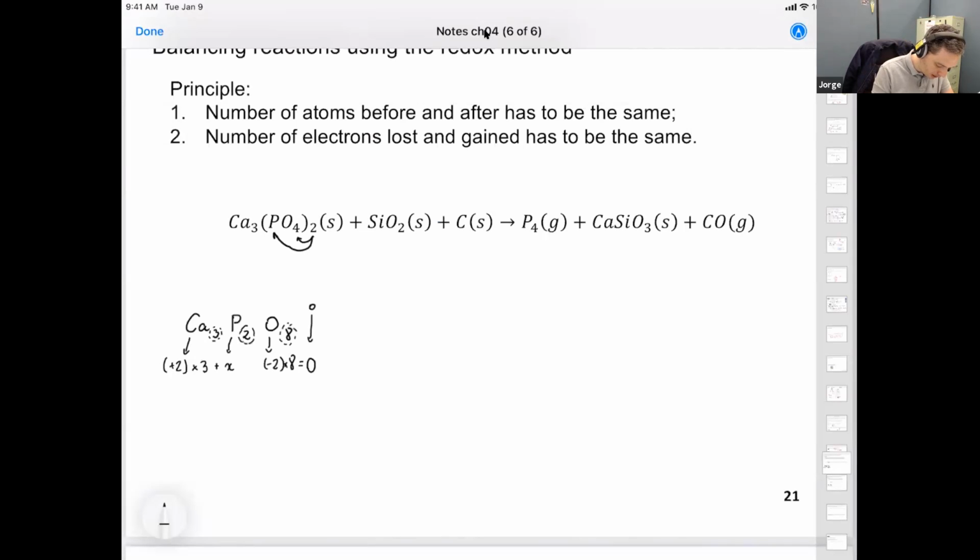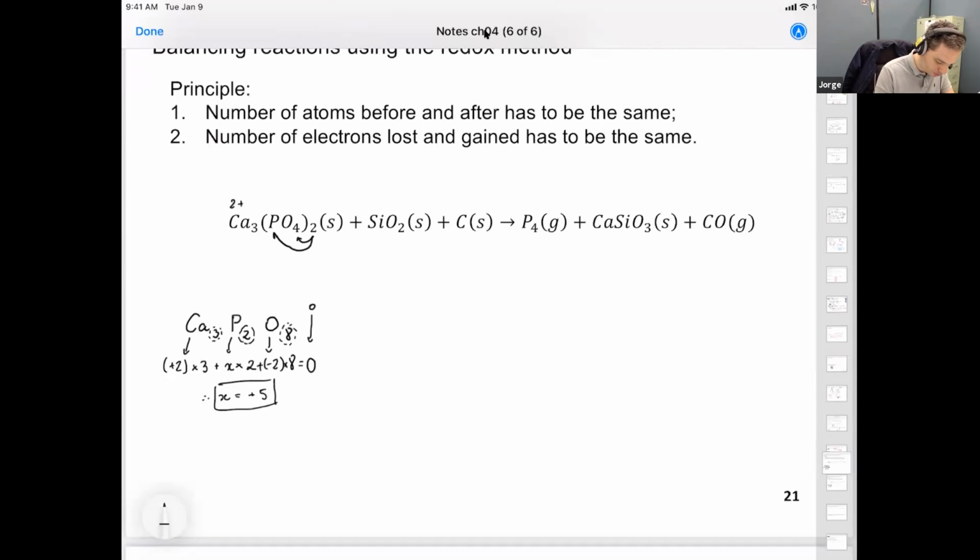Careful here because we have 2 atoms of phosphorus in the structure. Therefore, we must multiply by 2. Okay, and the sum of all the oxidation numbers has to be 0. Therefore, the oxidation number for phosphorus is +5 in this structure. So what I'm going to do here is write the oxidation number for each element on top of the formula.